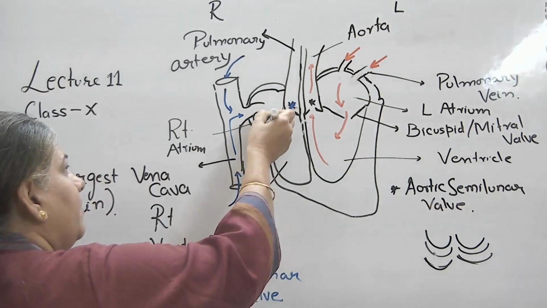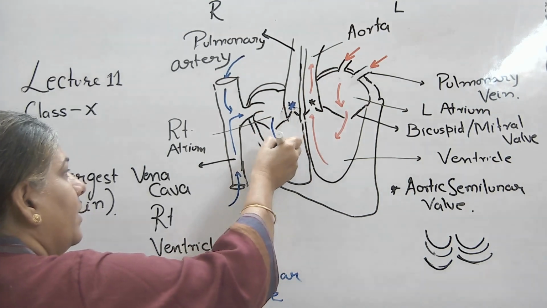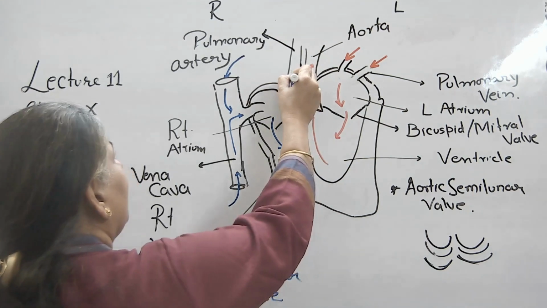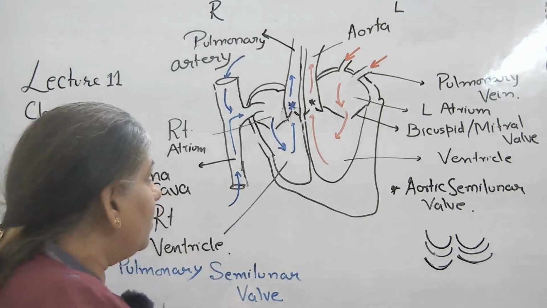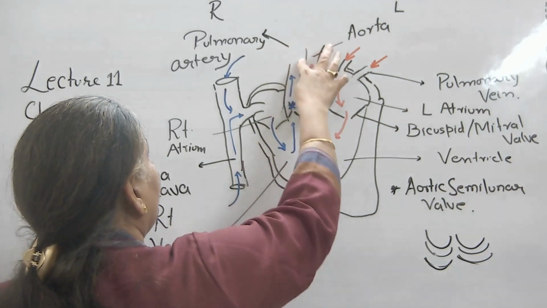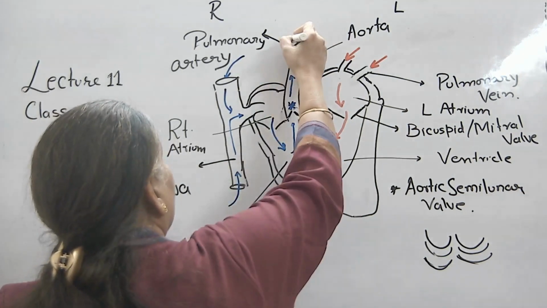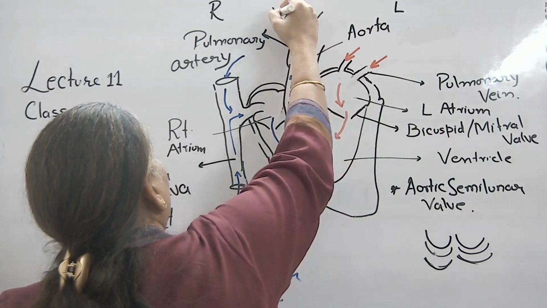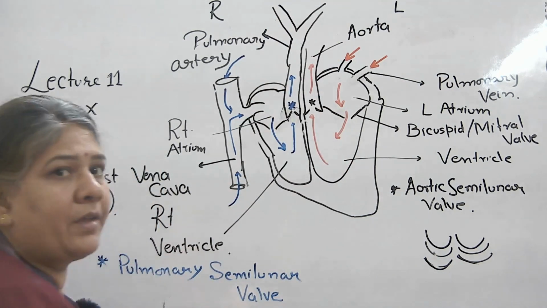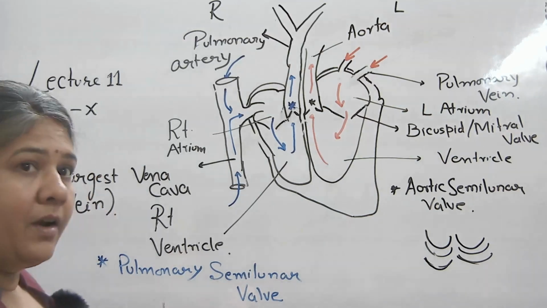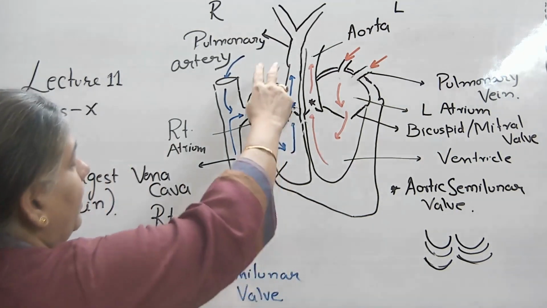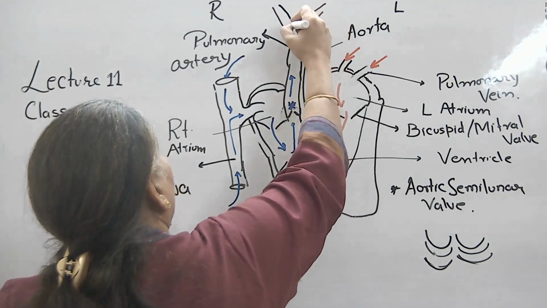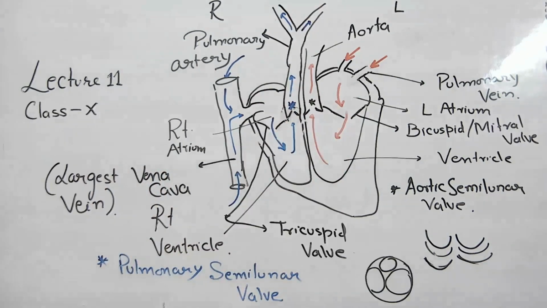From the right atrium, blood will be pumped into the right ventricle, and from the right ventricle it will be pumped into the pulmonary artery. Okay, this pulmonary artery divides into two because it has to enter lungs. So left and right lungs. So this pulmonary artery divides into two and enters the left and right halves of the lungs.